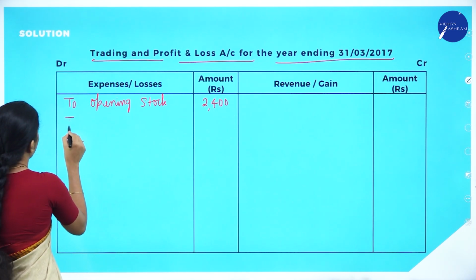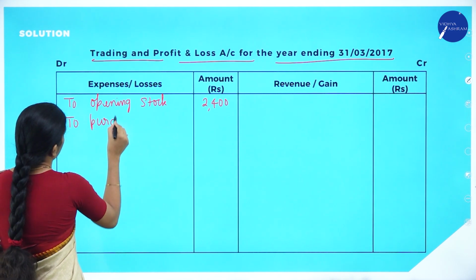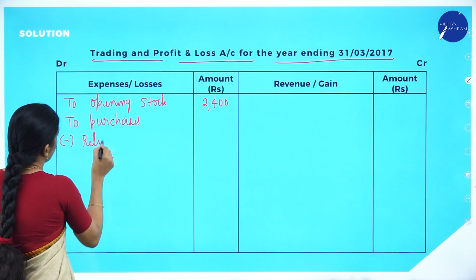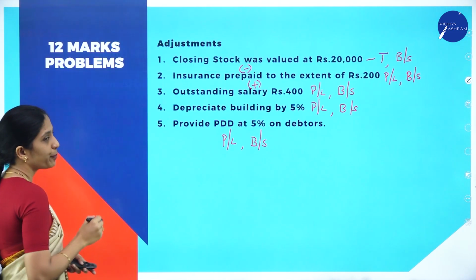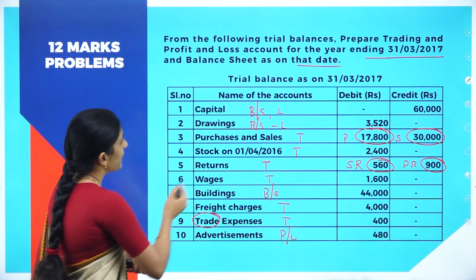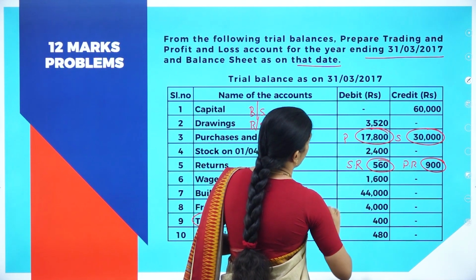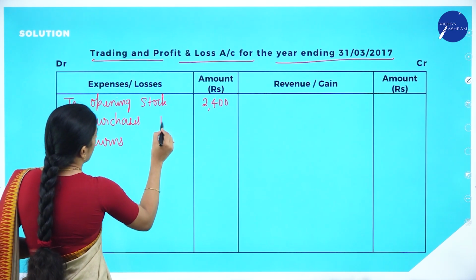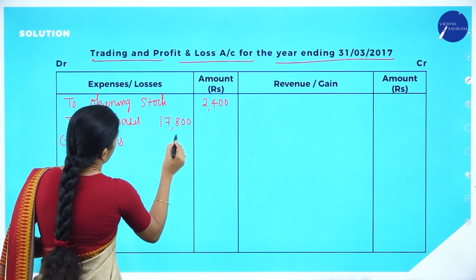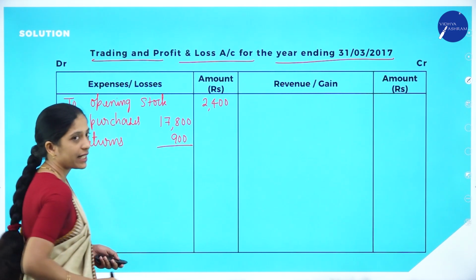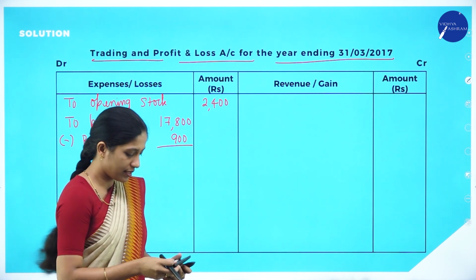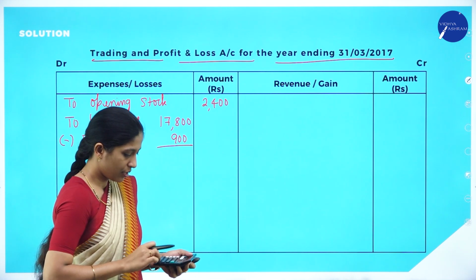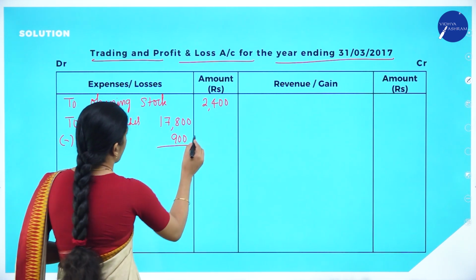Next we have to purchases. And again we have returns also, so less returns. So to purchases less returns. The purchases amount is 17,800 minus returns, that is 900. So we shall count it now itself. 17,800 minus 900, so we'll get 16,900.